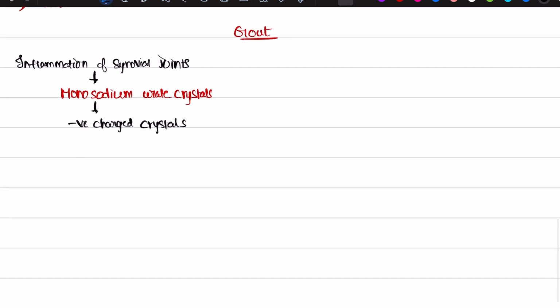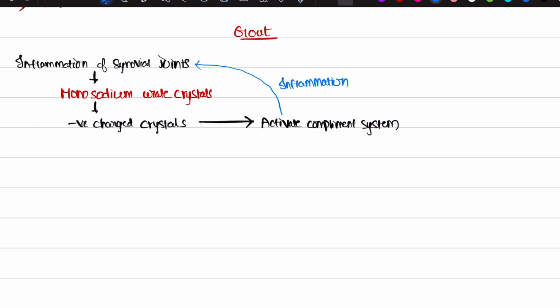These crystals will activate the complement system. By activating the complement system, it will cause inflammation. This is how it causes pain, swelling and redness in the particular joint. This will cause a problem to the patient. That's why the patient comes to us.